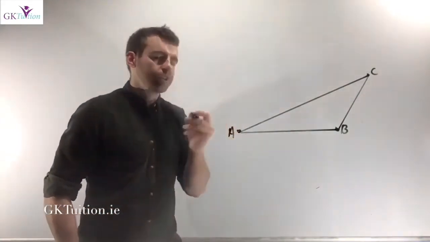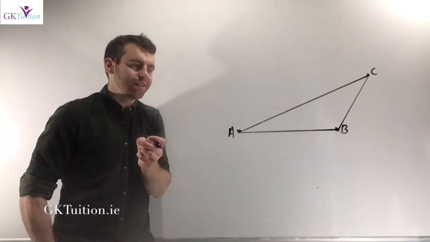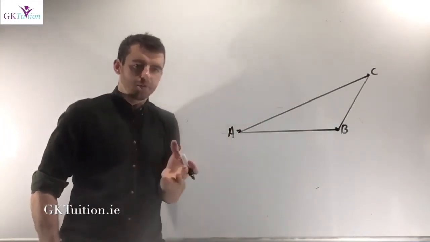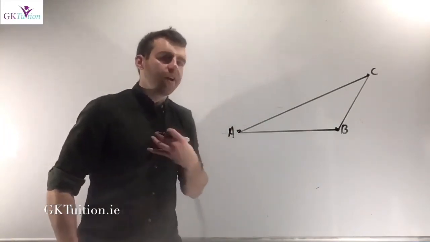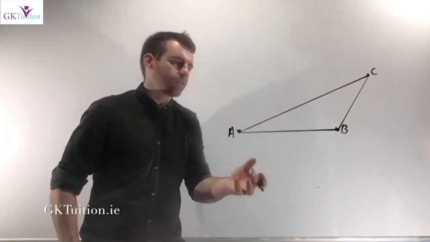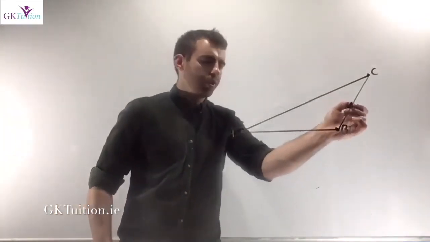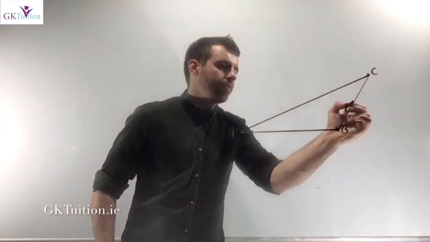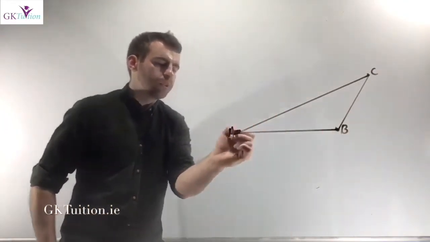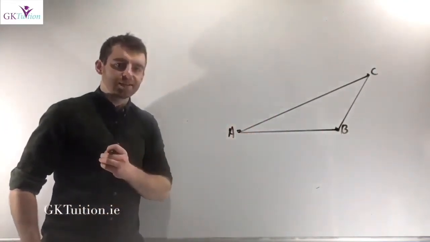So I'm going to construct now a perpendicular bisector of BC, but not because I want the perpendicular bisector, but because if I identify the perpendicular bisector, I'll also identify where the midpoint of this line is. If I identify the midpoint of this line, I simply join it to A, and that's one of my medians.